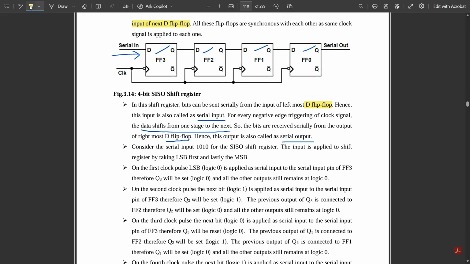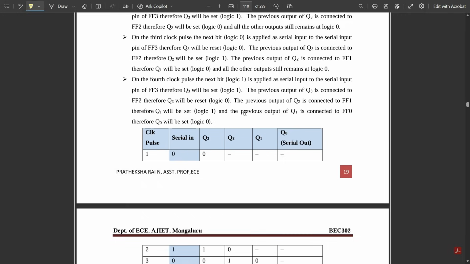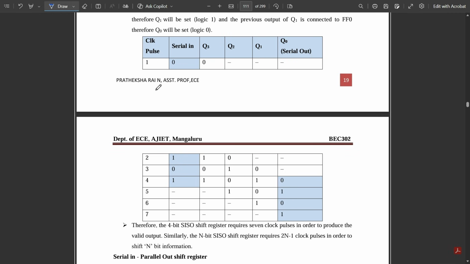That is, as I've told you, this depends on the clock pulses, right? Based on the negative edge triggering, whenever there is negative edge triggering, it would be shifting its data from one flip flop to the other flip flop. Okay, so these are some of the examples given here. So you see here with this truth table, it would be very clear about the concept of the SISO 4-bit shift register. Okay, you see here, these are the clock pulses provided.